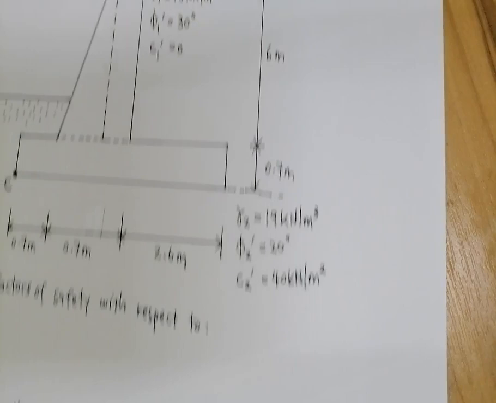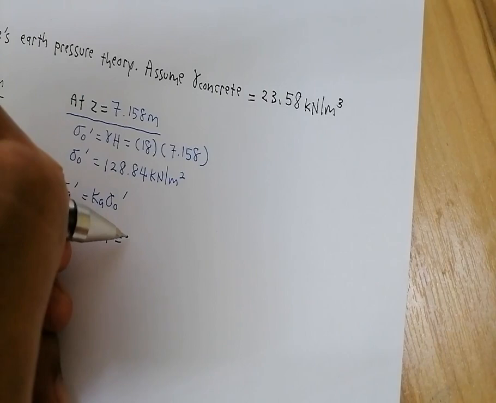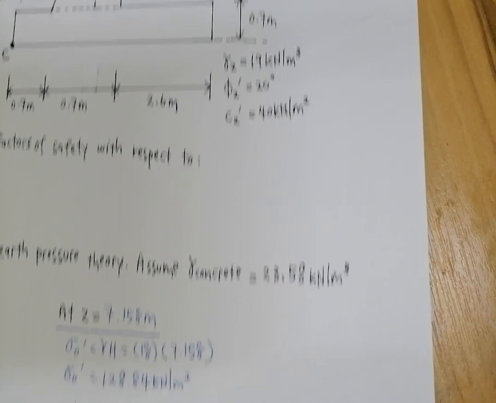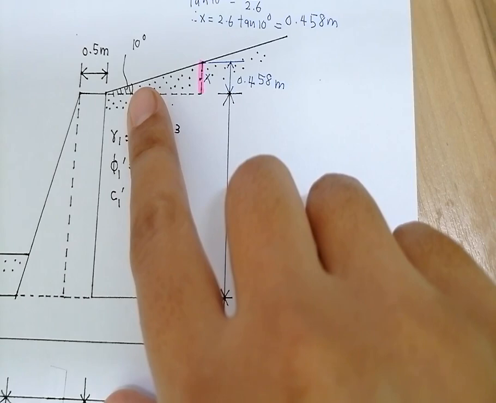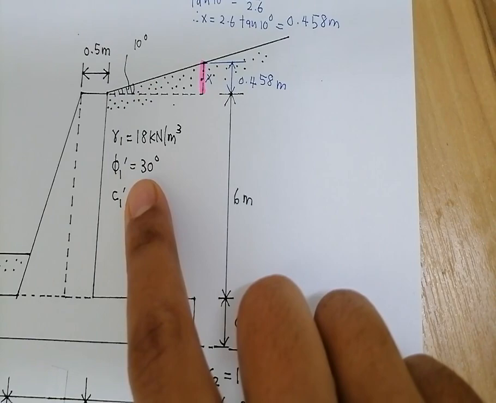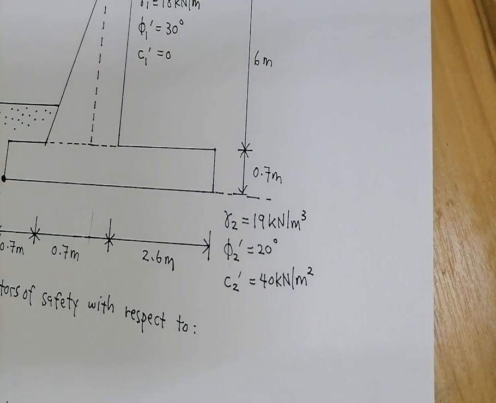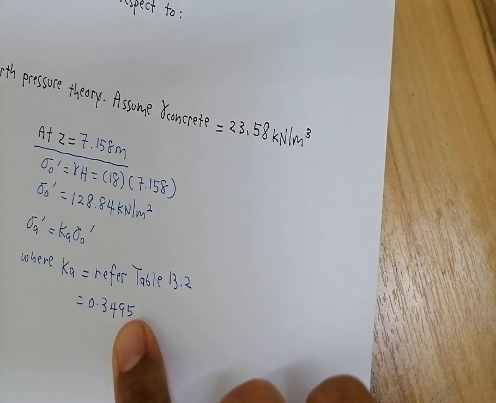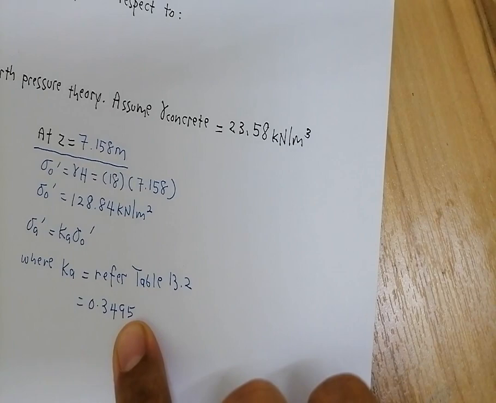Table 13.2. In that table, the first column is alpha. Our alpha is 10 degrees, and our soil friction angle is 30 degrees. So our Ka based on that table equals 0.3495. Please check this for me: alpha is 10 degrees and friction angle is 30, so we get Ka equals 0.3495.